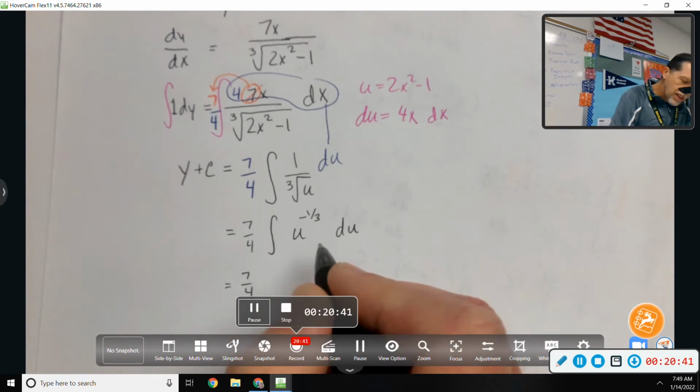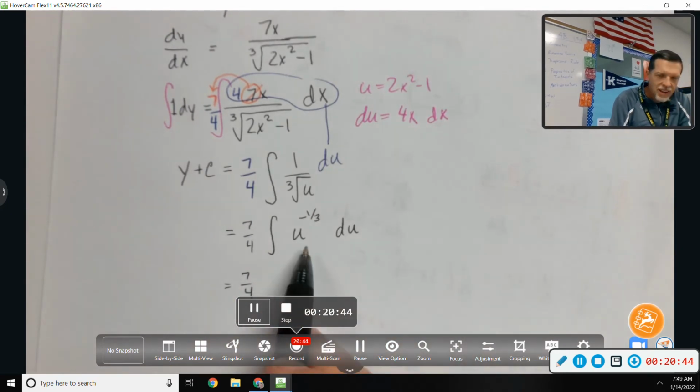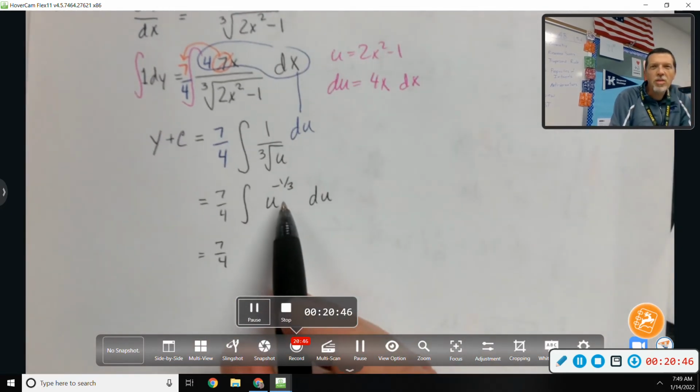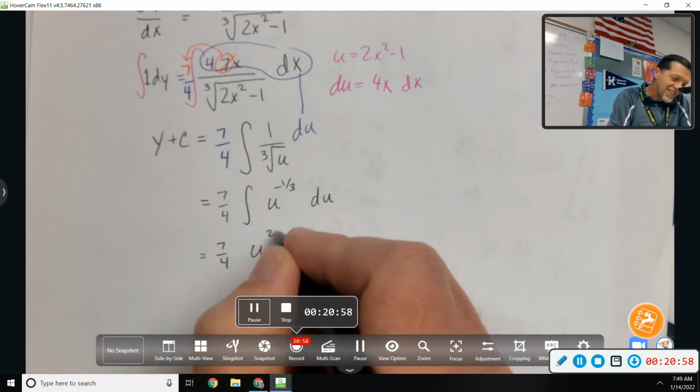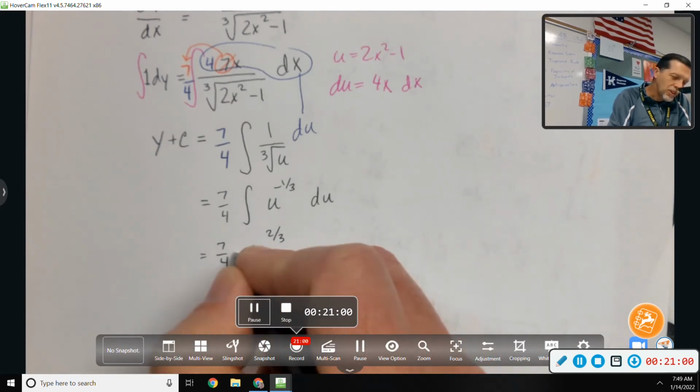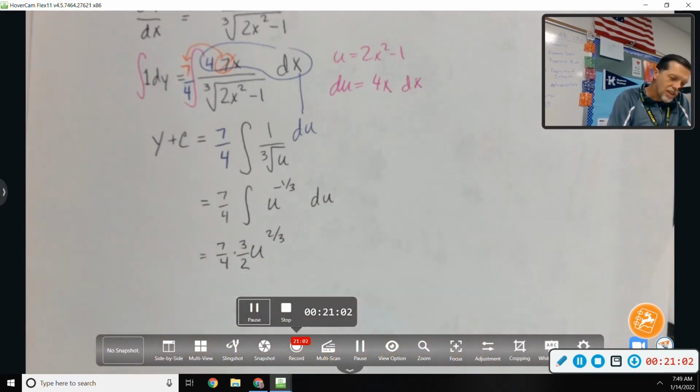Let's see, up the power by 1. I was ready to throw something at some people. Negative 1/3 plus 1. Fraction experts. 2/3. And then divide by 2/3. Or multiply by 3/2.